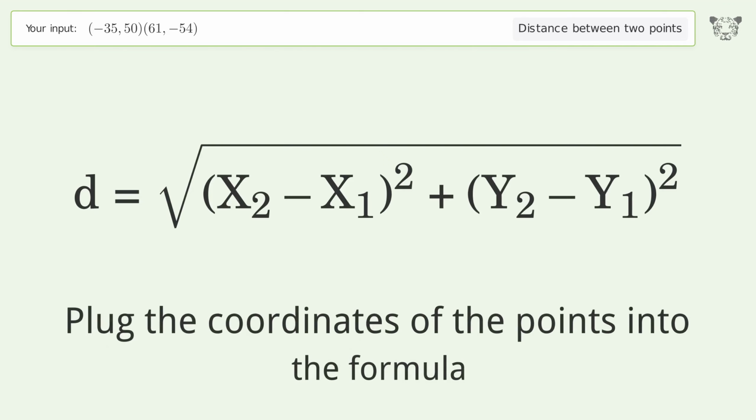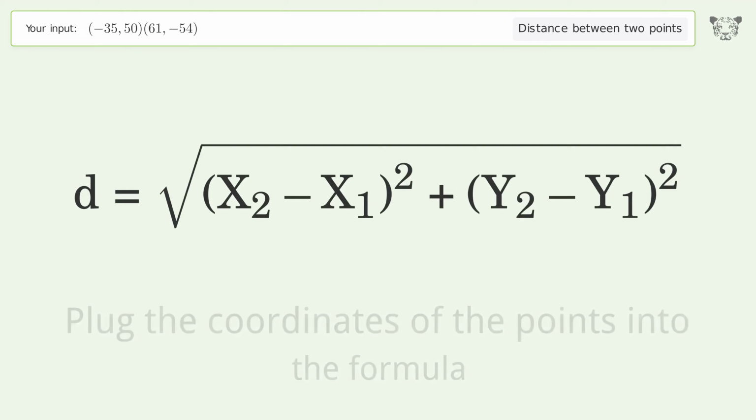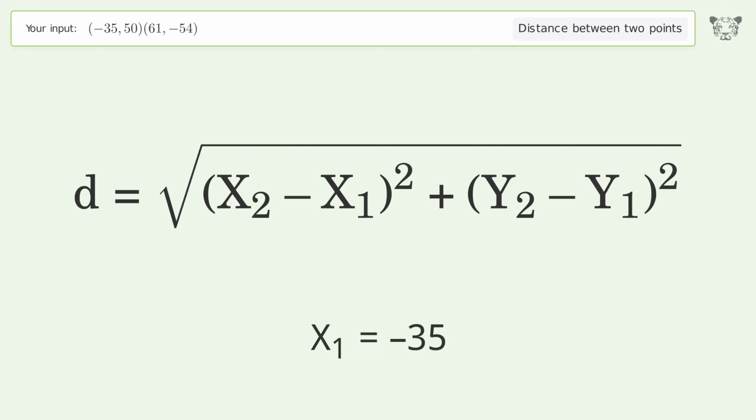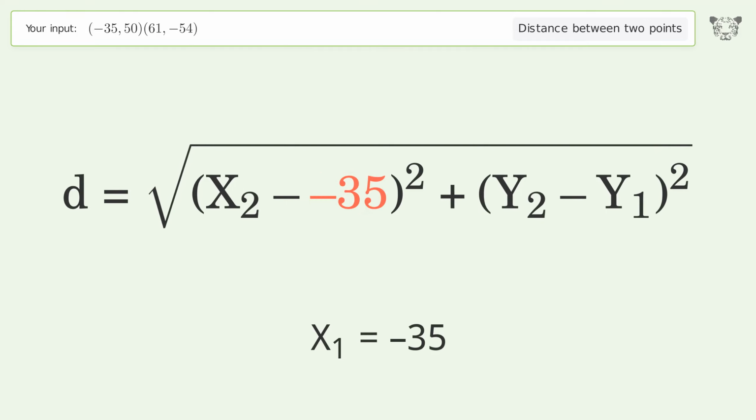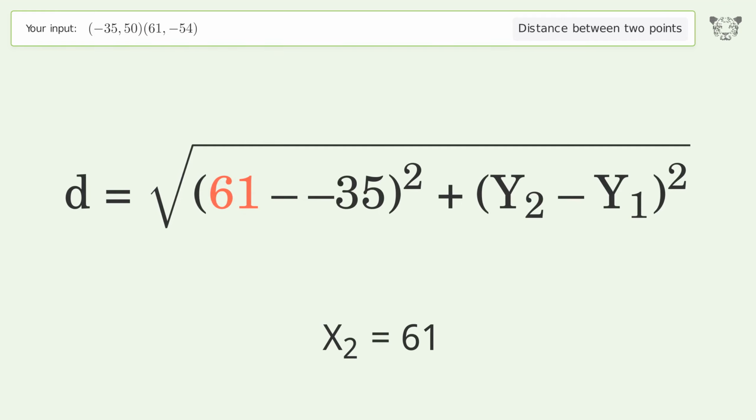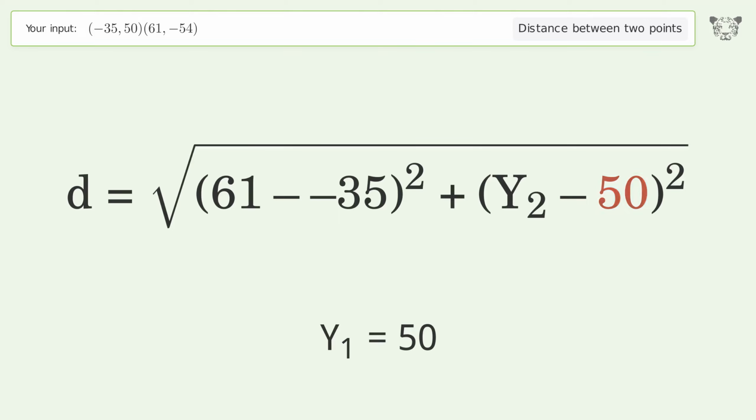Plug the coordinates of the points into the formula. x1 equals -35. x2 equals 61. y1 equals 50. y2 equals -54.